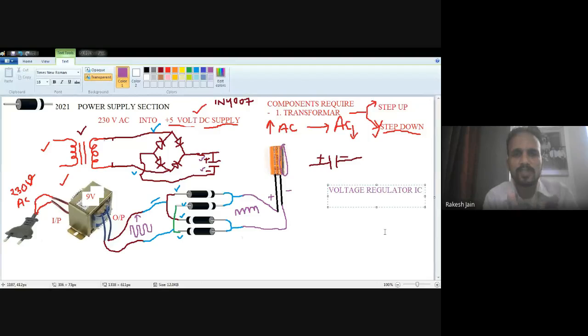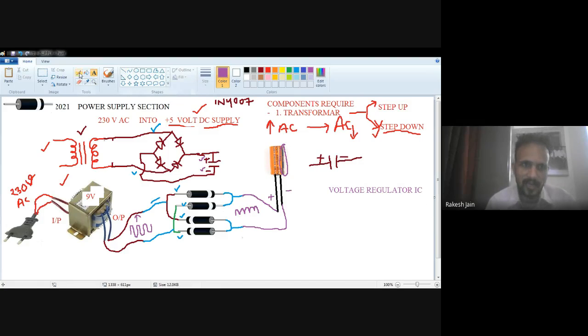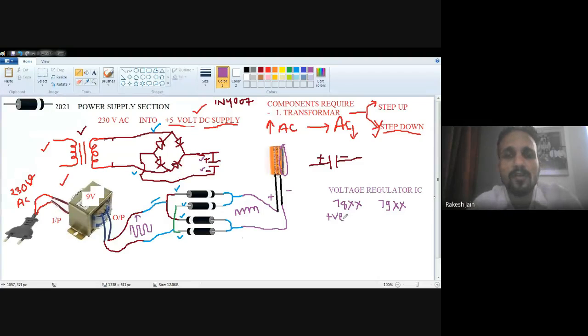Unregulated means not a fixed DC, or more than our requirement, not a particular pure DC, but at the output it will generate a fixed DC. The voltage regulator ICs generally available in the market are of the 78XX series, understand very carefully, and the 79XX series, which we use for the power supply. 78 series means positive series, those ICs starting with 78 generate a positive voltage.